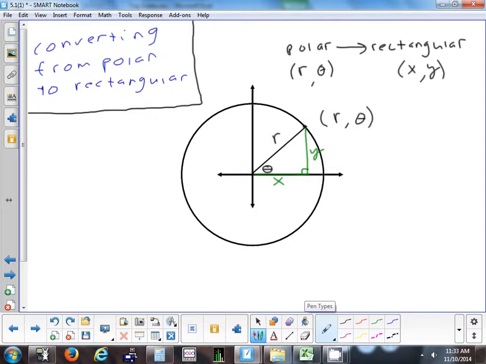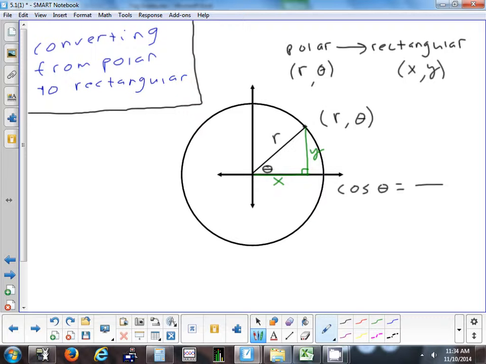So now we need to find, let's start with x. We're going to know r. They're going to give that to us. We're going to know theta. They're going to give that to us. The only thing we're not going to know is x. So we have a function that relates these two sides, x and r, in a right triangle. Does anybody remember which trig function uses x and r? Cosine, right.